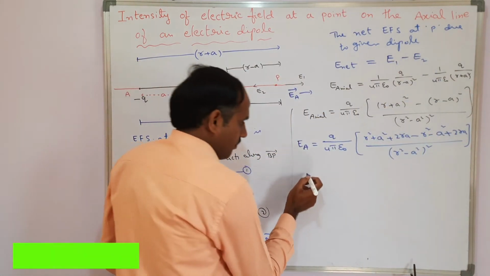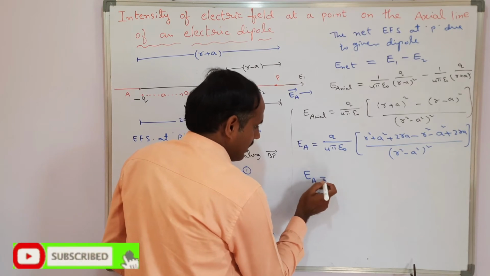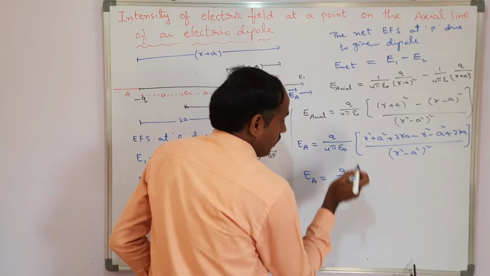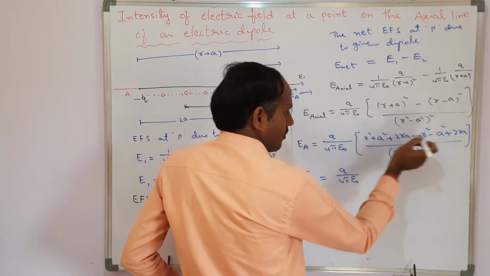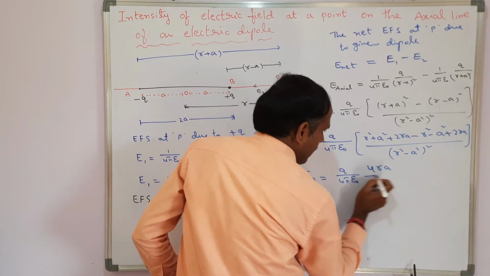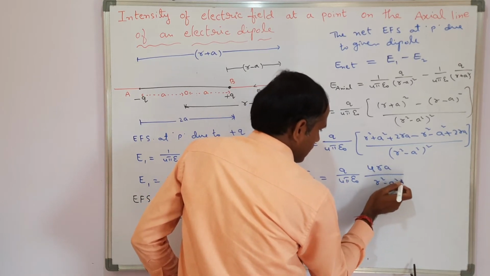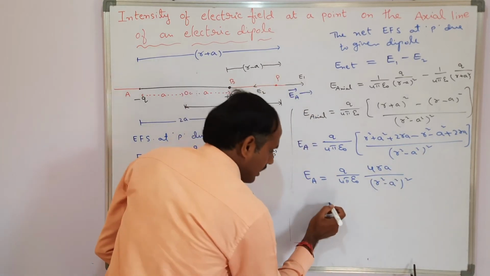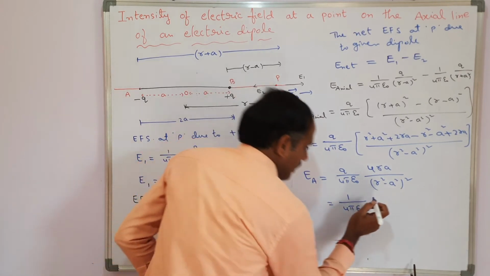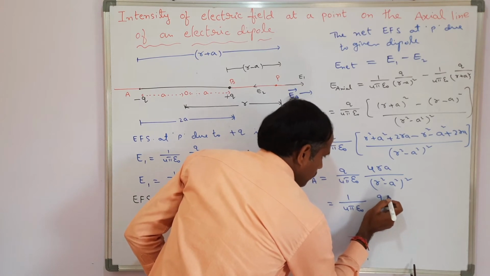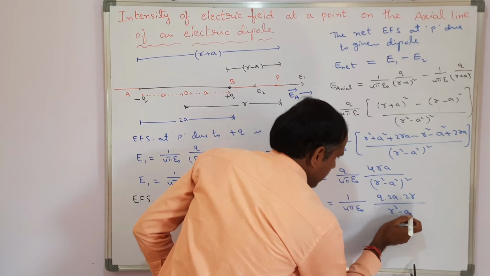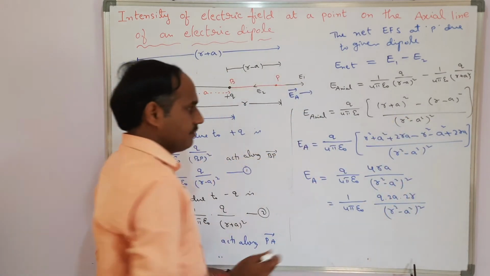So here we will get E on axial line is equal to q by 4 pi epsilon naught of this; r square minus r square and a square minus a square get cancelled. You will get 4ra by (r square minus a square) whole square. On rearranging this equation, 1 by 4 pi epsilon naught into, can I write, q into 2a into 2r upon (r square minus a square) whole square.